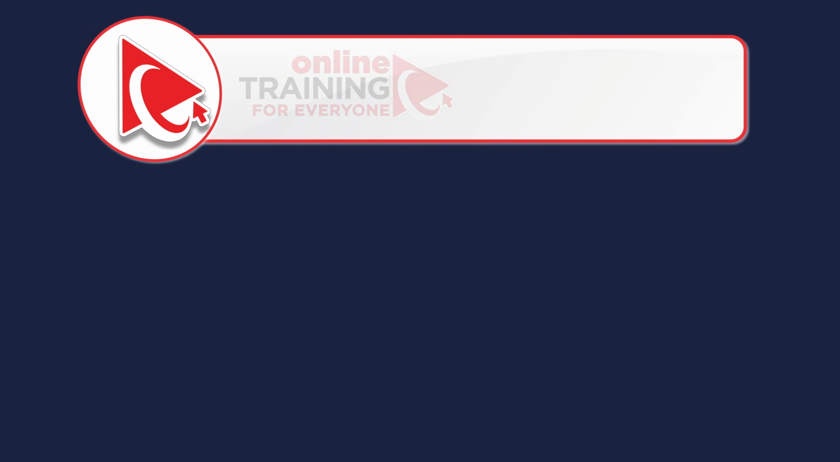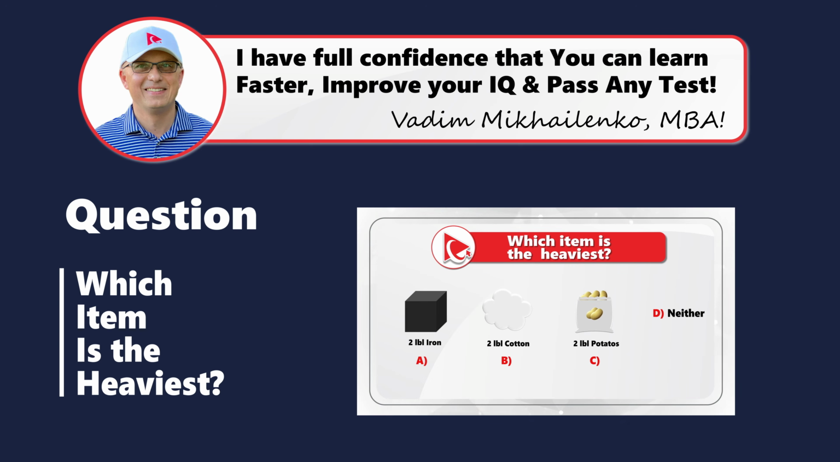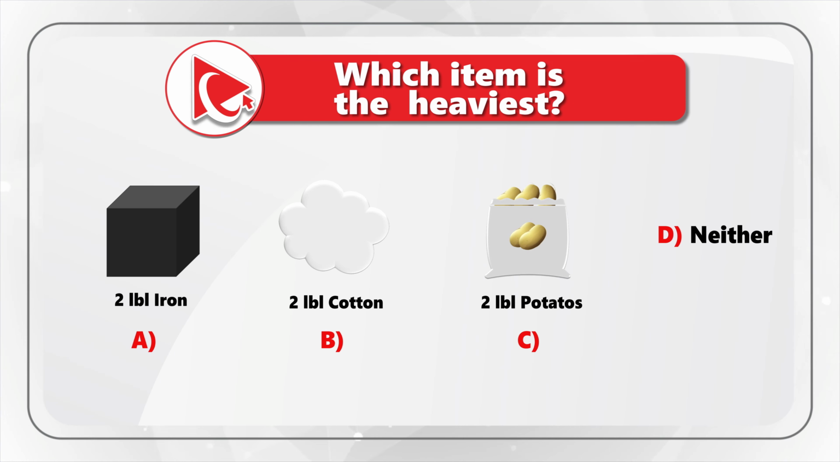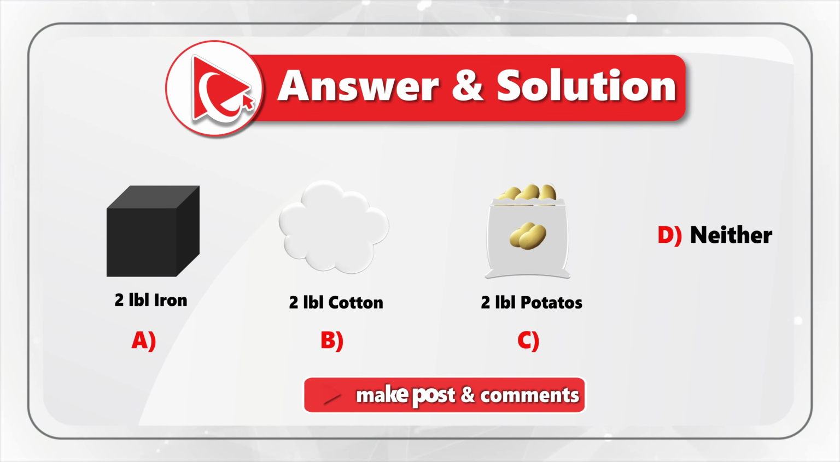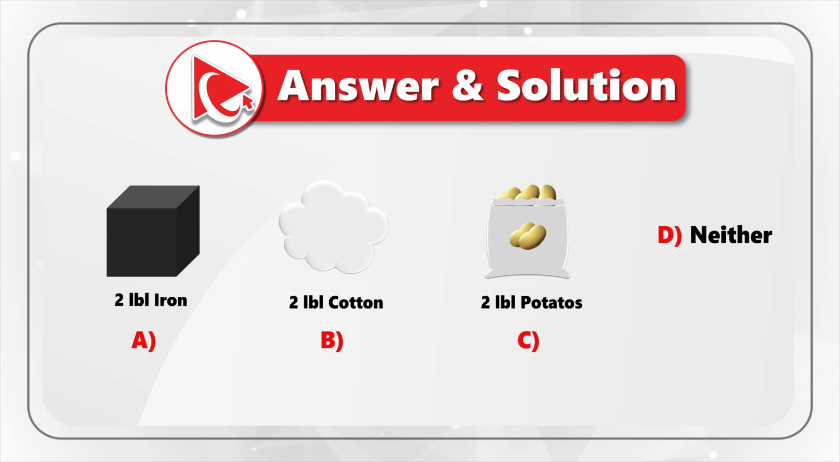I am pretty sure you already have an answer by now, so I'm moving forward to share with you my version of the solution. And obviously, if you have a better way to solve it, please make sure to post in comments. As you might have figured out, all 3 objects, 2 pounds of iron, 2 pounds of potatoes, and 2 pounds of cotton, will have the same weight.